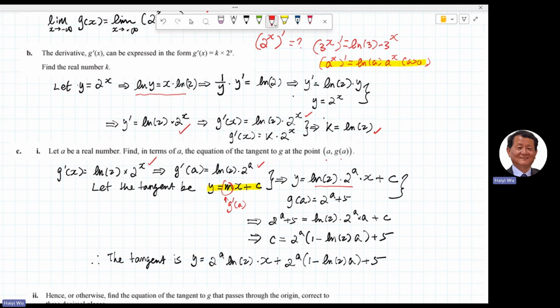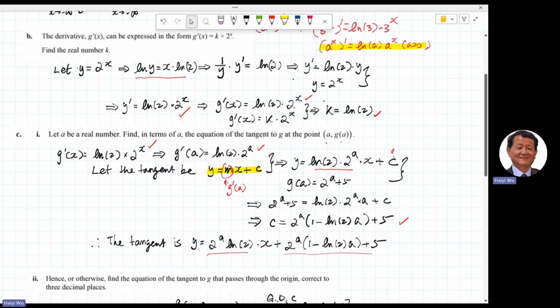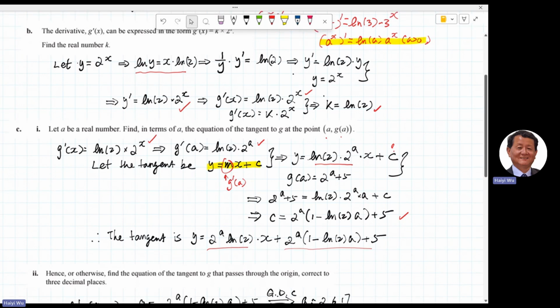Now we decide what c is. g(a) is 2 to the power of a plus 5, so we can find c from this expression in terms of a. Therefore the tangent will be y equals mx plus c. That's pretty long, isn't it, because it's in terms of a. So we've done the tangent.